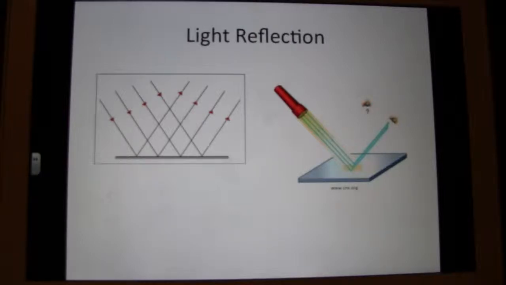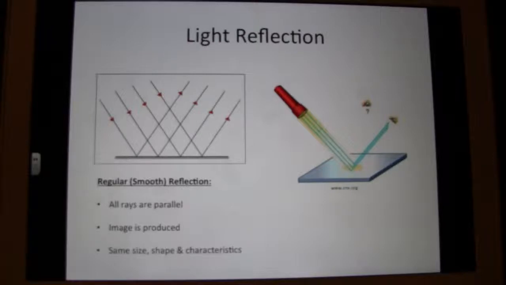This is known as regular or smooth reflection. All rays that enter are parallel, all rays that emerge are parallel, because the normal line is the exact same orientation on a smooth surface. An image will be produced, and that image will have the same size, shape, and other characteristics.